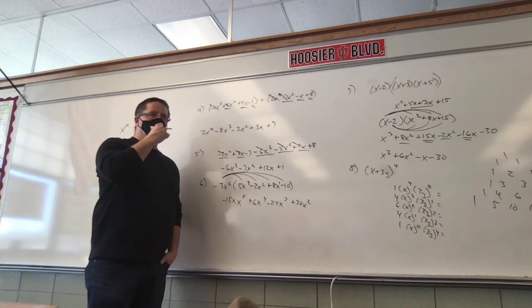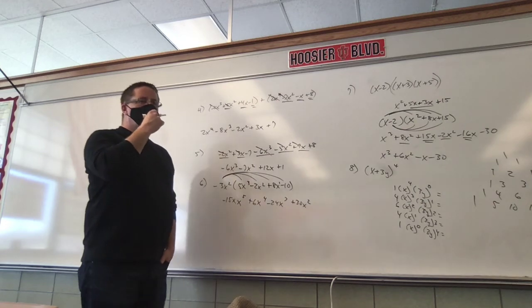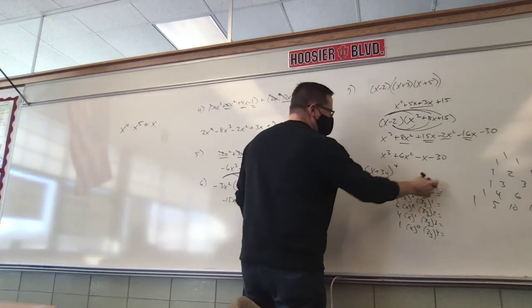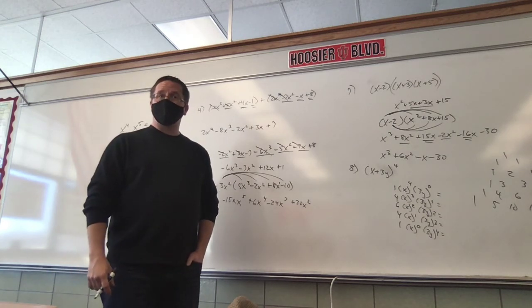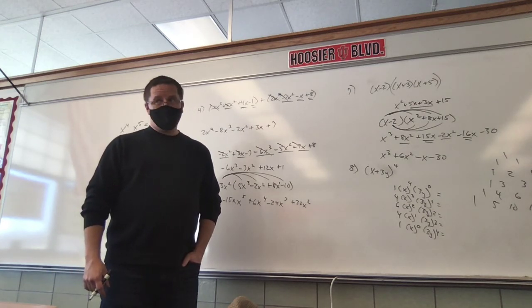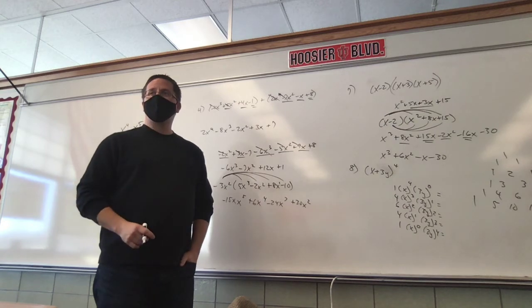And the next thing we do, we cross off the powers of 0. Be careful on this. Why do I cross off anything to the power of 0? Because anything to the power of 0 is not 0. It's 1. Anything to the power of 0 is 1.